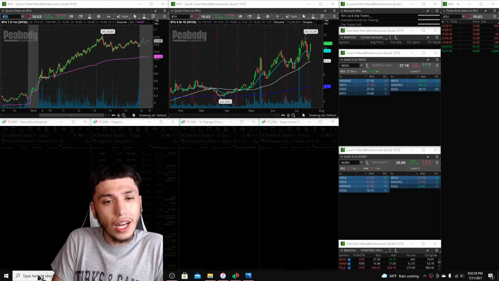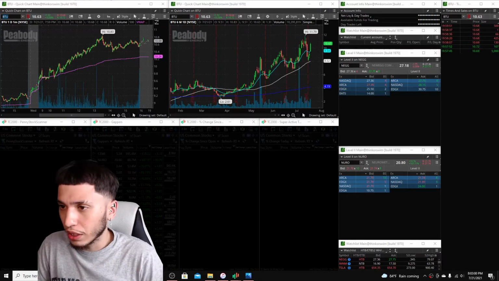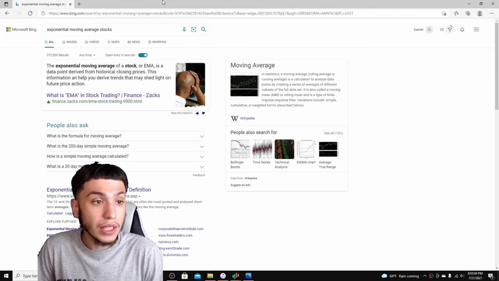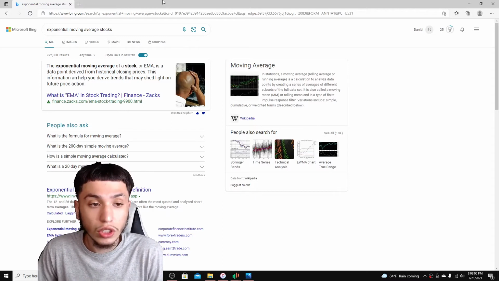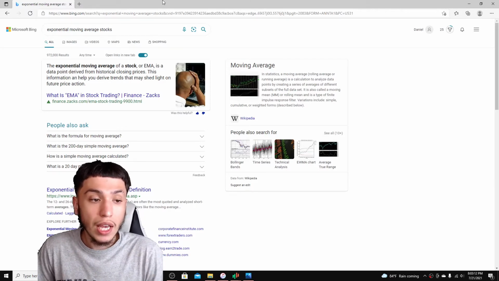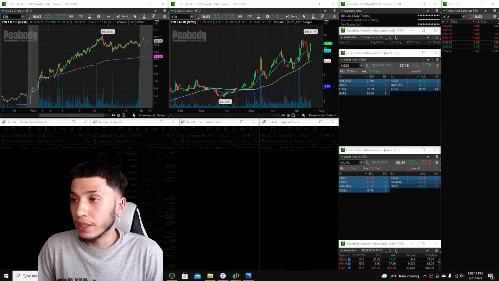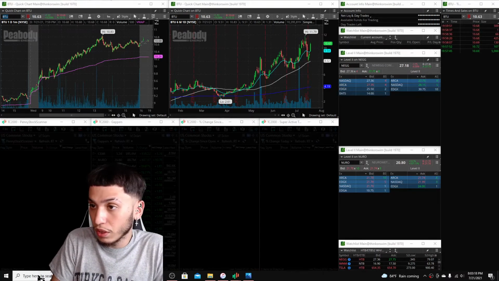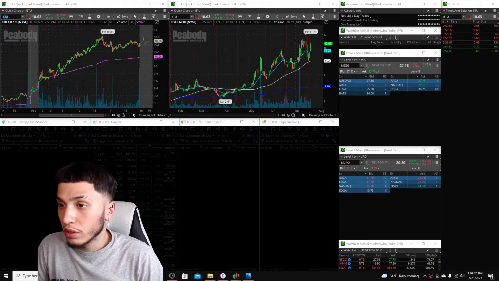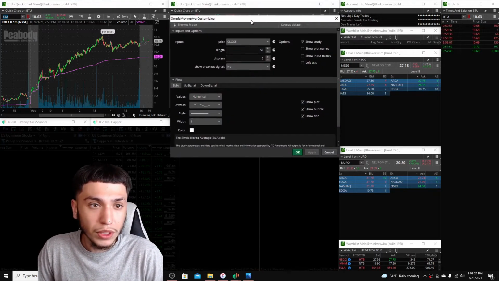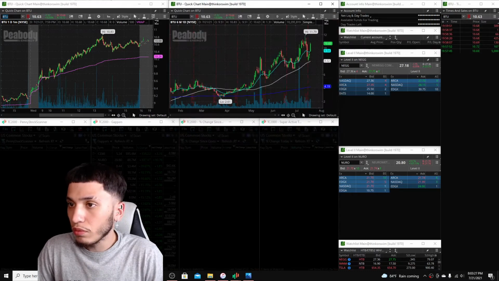Okay, let's talk about that real quick. The exponential moving average of a stock, or EMA, is a data point derived from historical closing prices. This information can help you derive trends that may shed light on future price action. Okay, that's what the 13 EMA is. Let's go to what is the simple moving average? Yep, here it is.